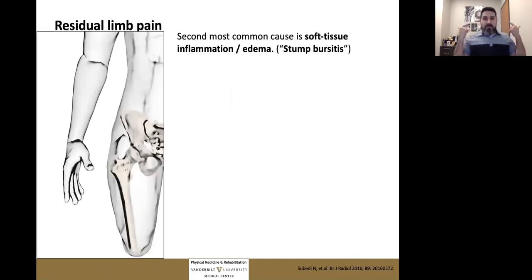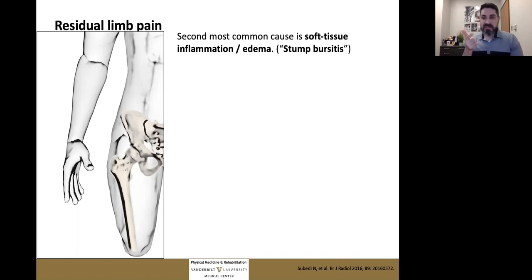Okay, residual limb pain. So back to this. Second most common cause is going to be soft tissue inflammation, edema, right? Stump bursitis. Effectively, this is what I'll do with patients, right? I'll show them, hey, you see how your elbow skin moves freely over the bony prominence? We've got a little fluid-filled sac. It's collapsed for the most part. Minimal fluid in there. It allows things to slip and slide past each other, right? Okay, good. Guess what happens?